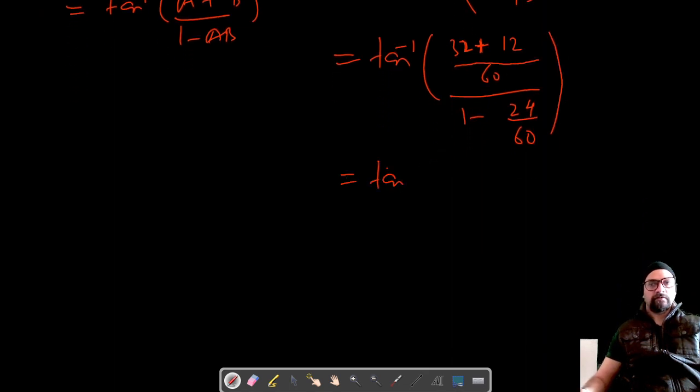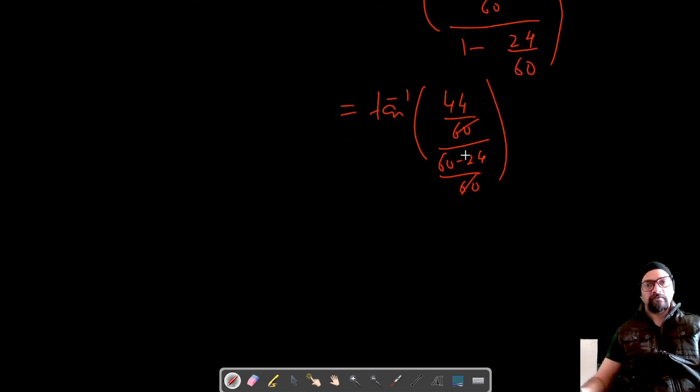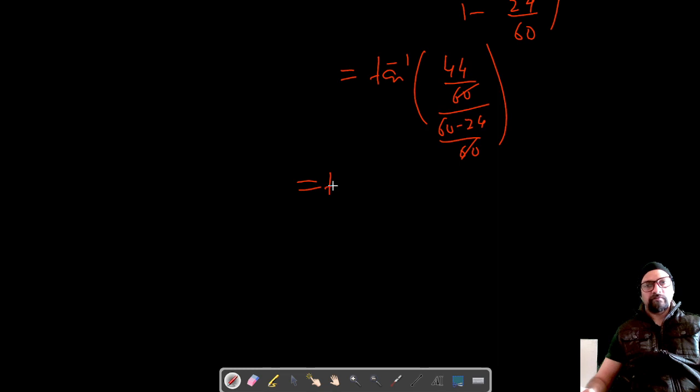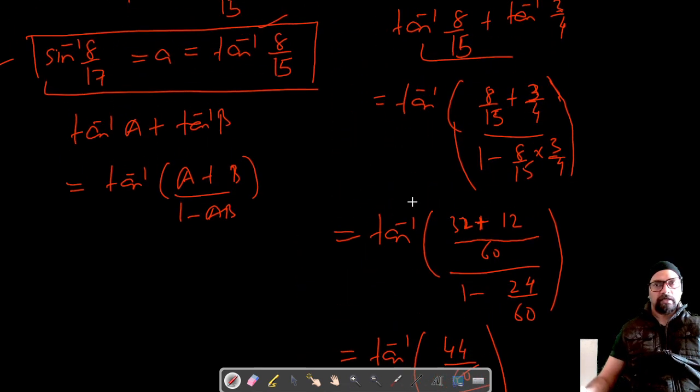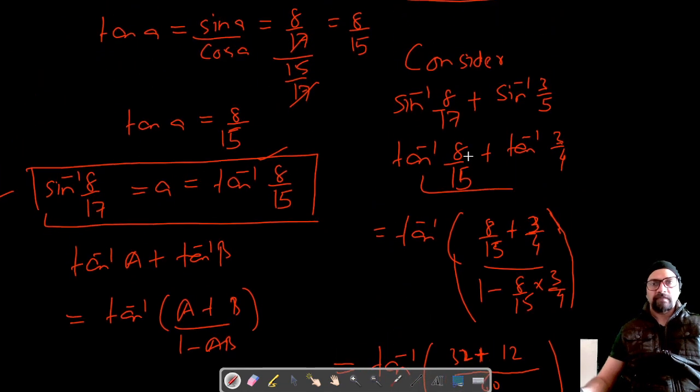And this is equal to tan inverse 44 by 60 upon 60 minus 24 by 60. 60 and 60 get cancelled. Now this is equal to tan inverse 44 upon 60 minus 24, which is 36. So it's 44 by 36, which is not the correct answer. Let's check it once again.